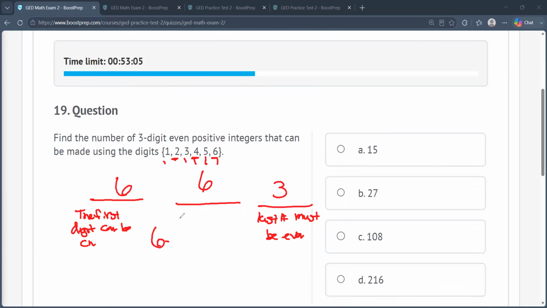The total possible numbers are six times six times three, which is 108. So there could be a total of 108 choices.